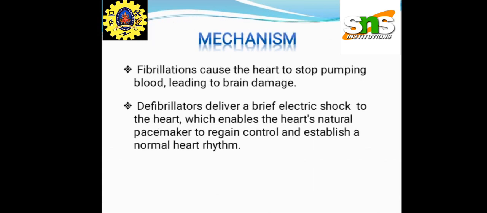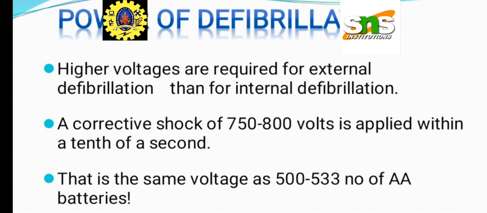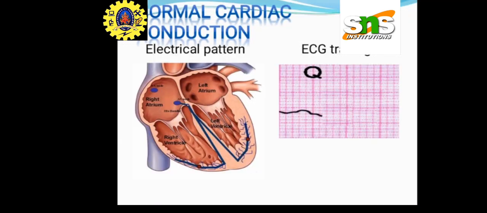Mechanism. Fibrillation causes the heart to stop pumping blood, leading to brain damage. Defibrillators deliver a brief electric shock to the heart, which enables the heart's natural pacemaker to reassert control and establish a normal heart rhythm. Power of defibrillation. Higher voltages are required for external defibrillation than for internal defibrillation. A corrective shock of 750 to 800 volts is applied within a tenth of a second. That is the same voltage as 500 to 533 AA batteries.